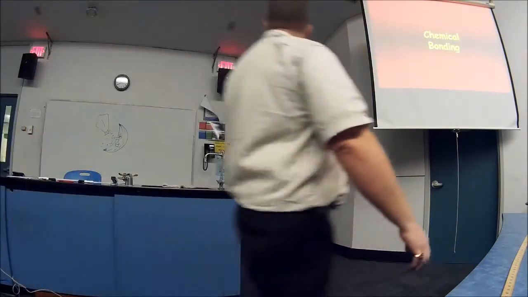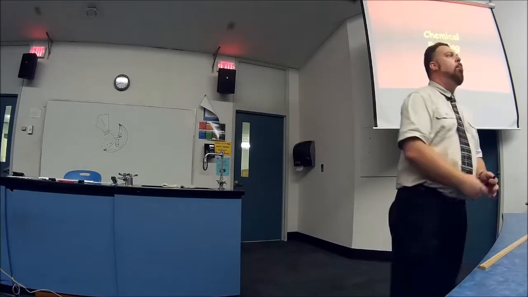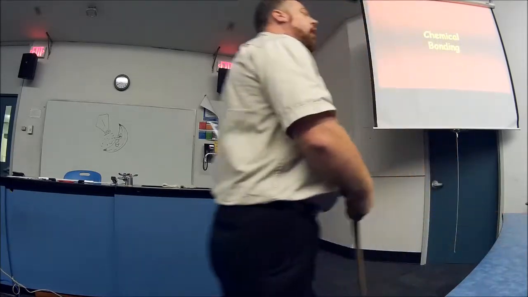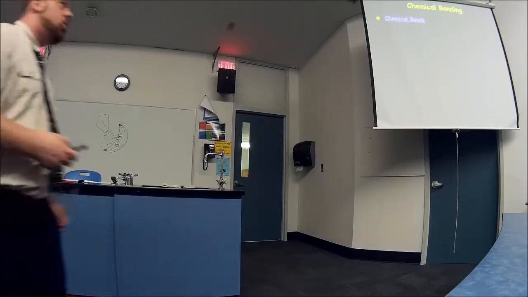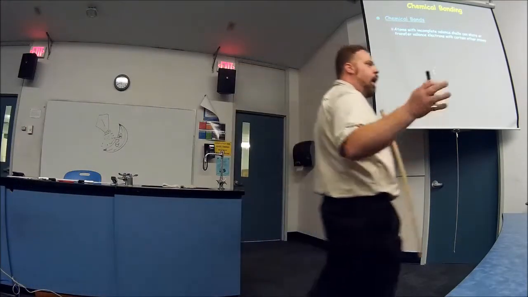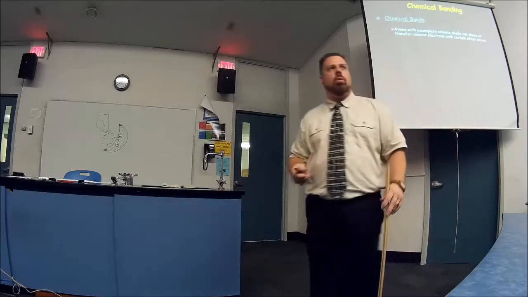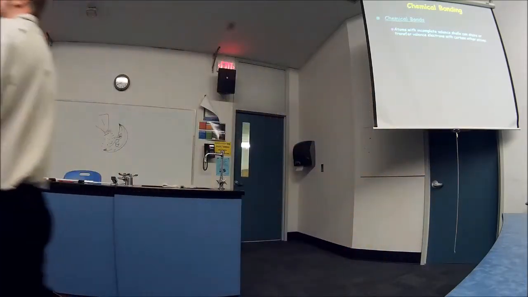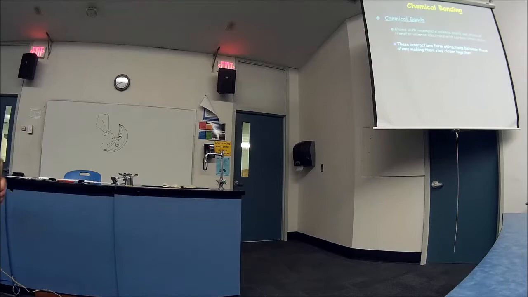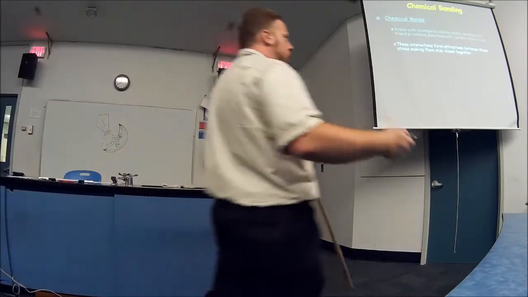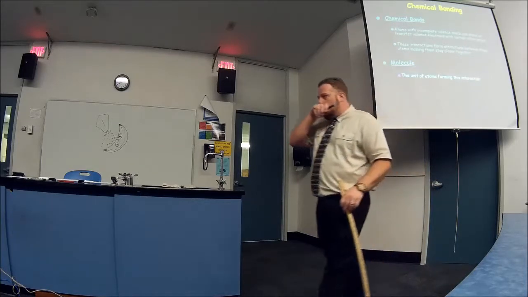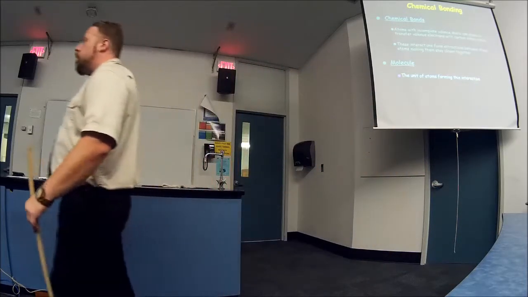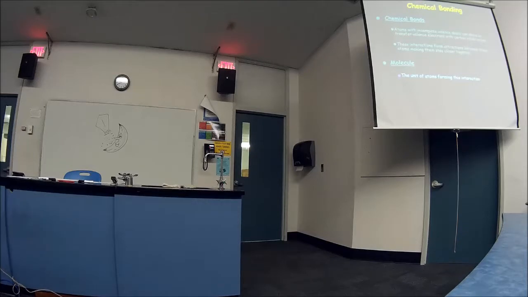All right. So let's start a little bit about chemical bonding. We have chemical bonds, putting elements or atoms together to make molecules and compounds. Then we have these interactions. A molecule is the unit of atoms forming this interaction. And the electron is what's going to be doing this work.